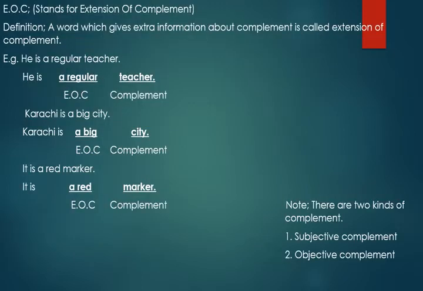Here, EOC, what does it stand for? It stands for extension of complement. EOS means extension of subject, which gives extra information about subject. The definition is: a word which gives us extra information about your complement is known as extension of complement. EOS gives extra information about subject, EOO gives extra information about object, EOC gives extra information about complement.